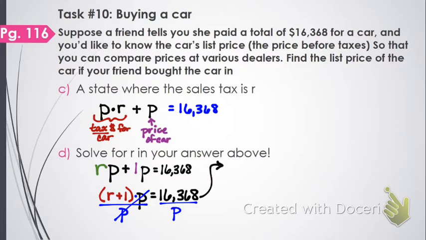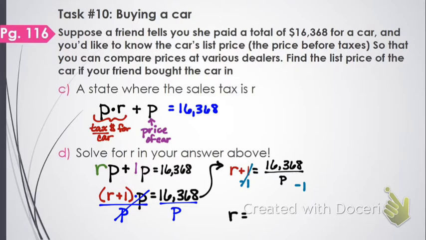So I would have R plus 1 is equal to 16,368 over P. I don't need the parentheses around the R plus 1 anymore because there's nothing else on that side anymore. It's just that. What do I still need to do to get the R all alone? Subtract 1. We're going to subtract 1 from both sides. So I'm going to have R all by itself here.